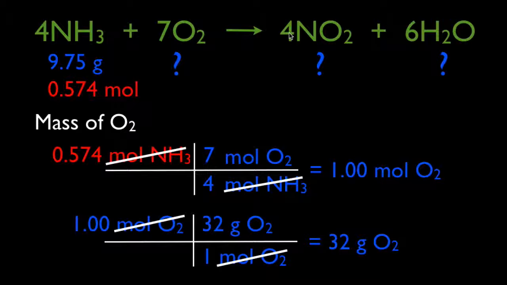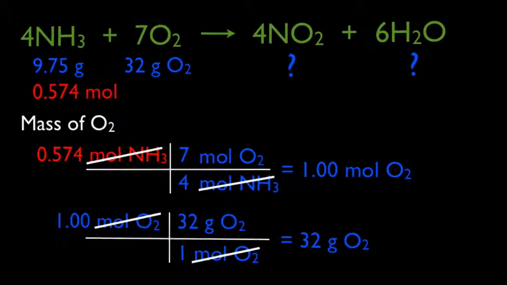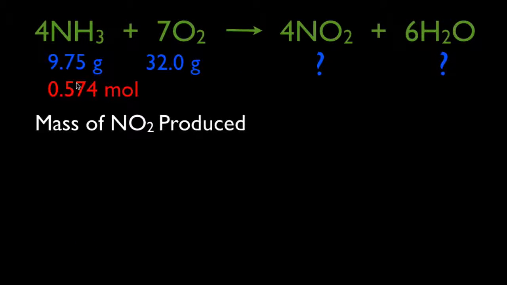Okay, so that tells me that now I'm going to need 32 grams of oxygen to fully react 9.75 grams of NH3. All right, now we're going to do the same thing for the two products. Okay, you can see we've got our step 1 done. We're going to go through steps 2 and 3 again.